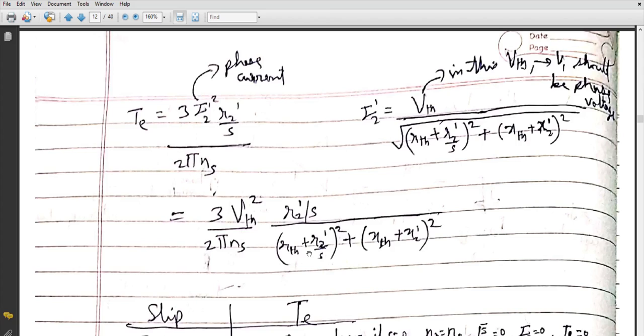So we'll basically discuss these things, the torque slip characteristics. Now we have derived this electromagnetic torque expression. From here we'll draw the torque slip characteristics, and we'll see various concepts of an induction machine. So in your next lecture, we'll be continuing from here.